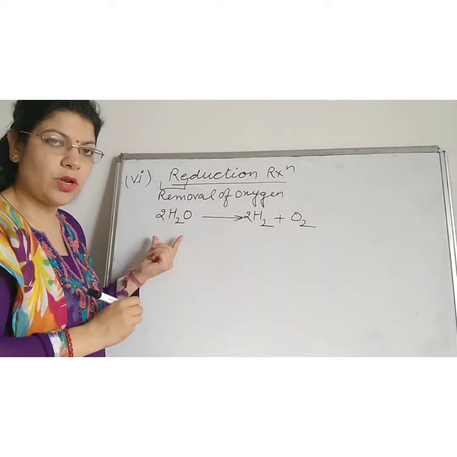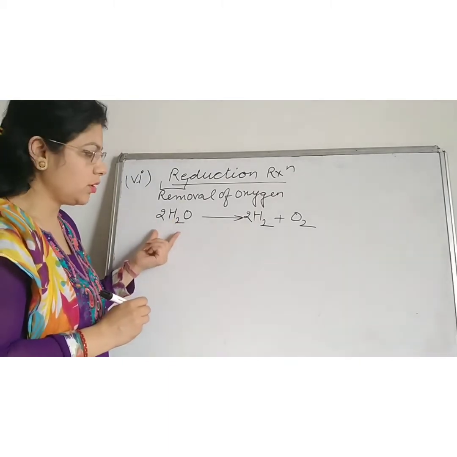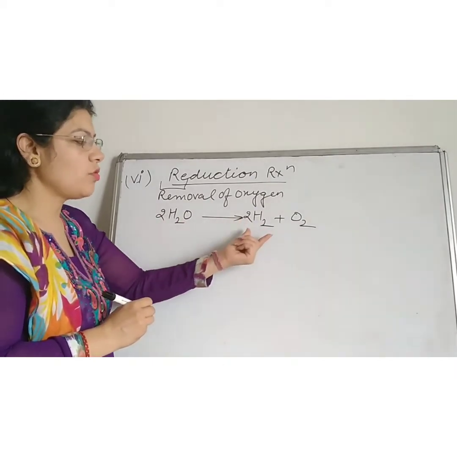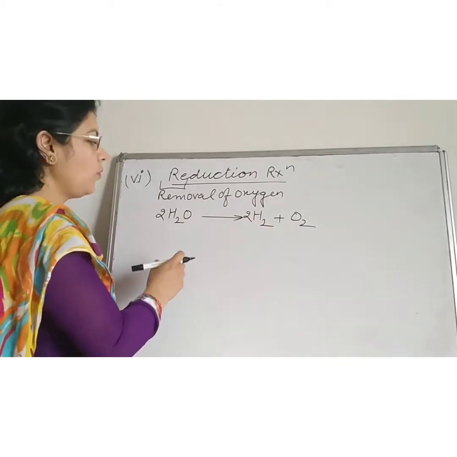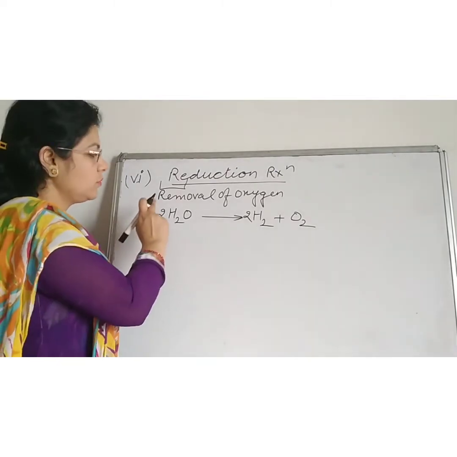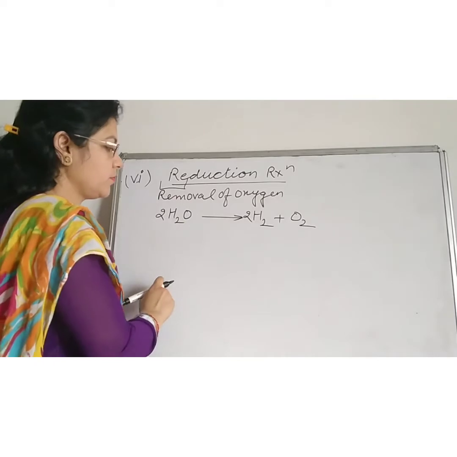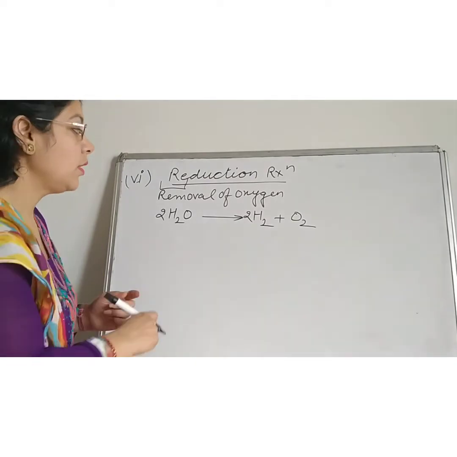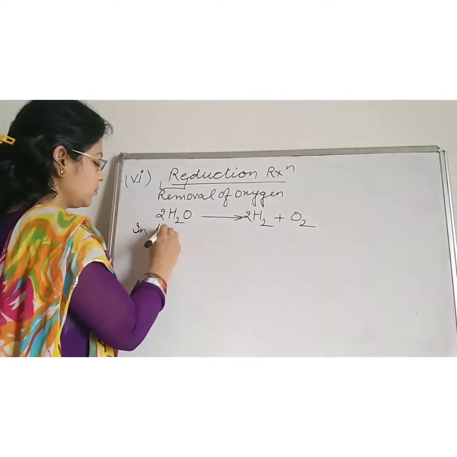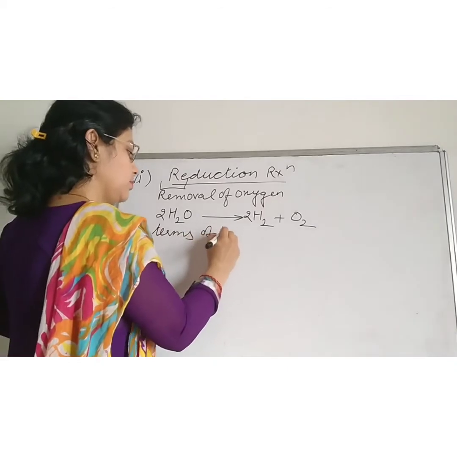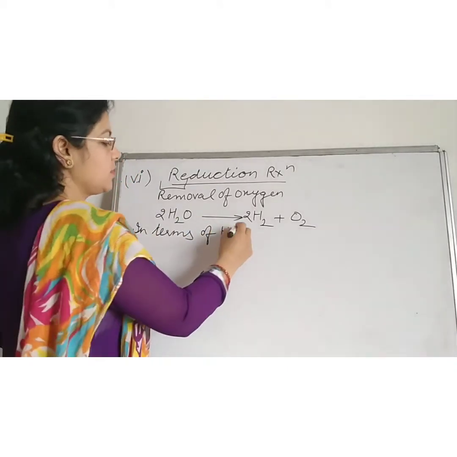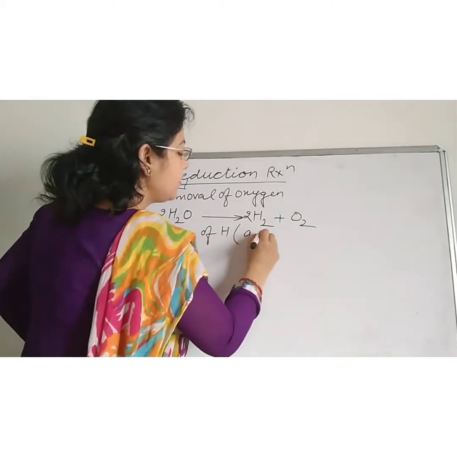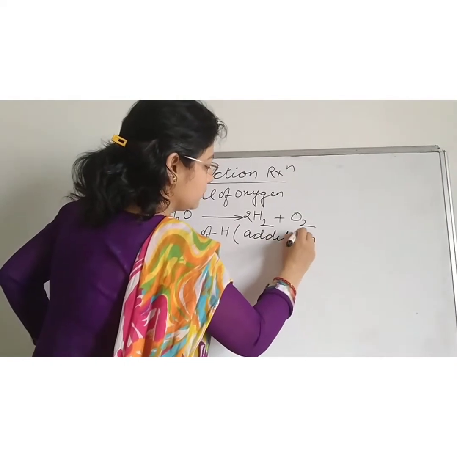electrolysis reaction of the water molecule. In electrolysis of water, oxygen is removed from water and there is formation of hydrogen and oxygen gas. Therefore, this is an example of reduction reaction. Also, it has one more definition in terms of hydrogen. In terms of hydrogen, it is defined as the chemical reaction which takes place by addition of hydrogen.